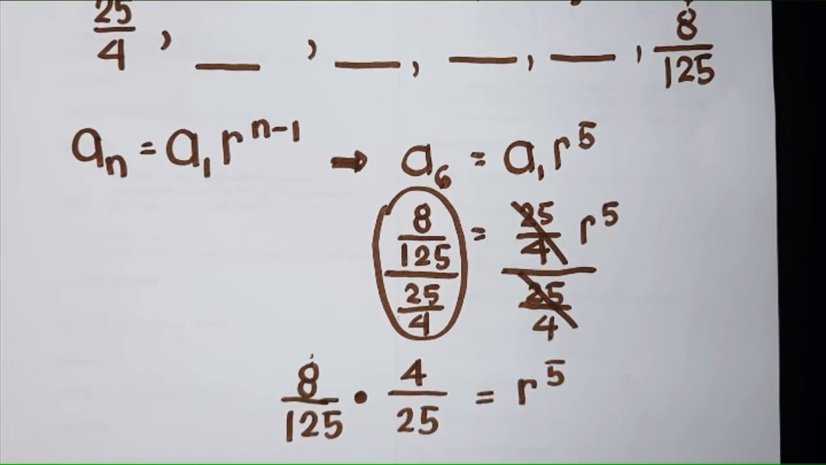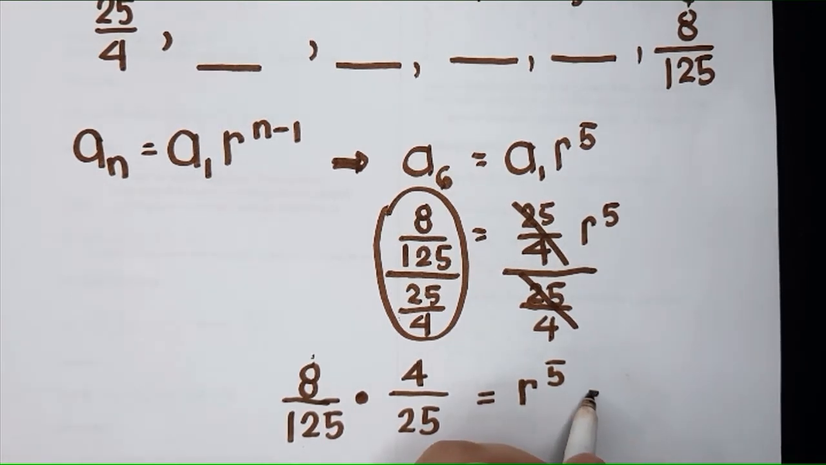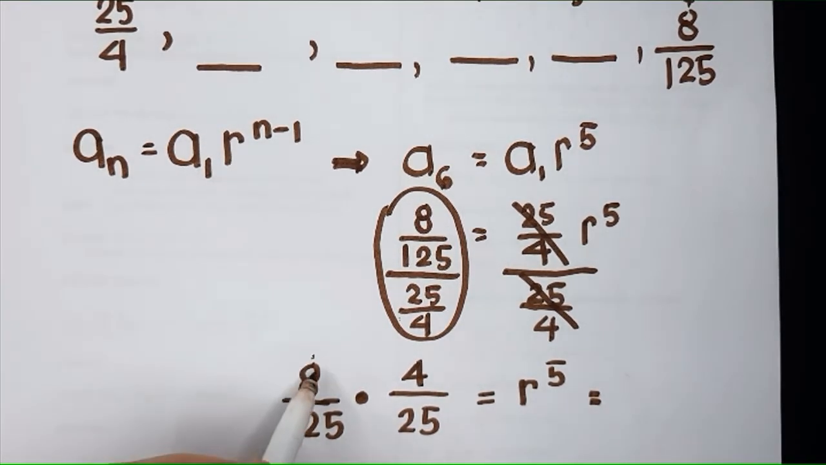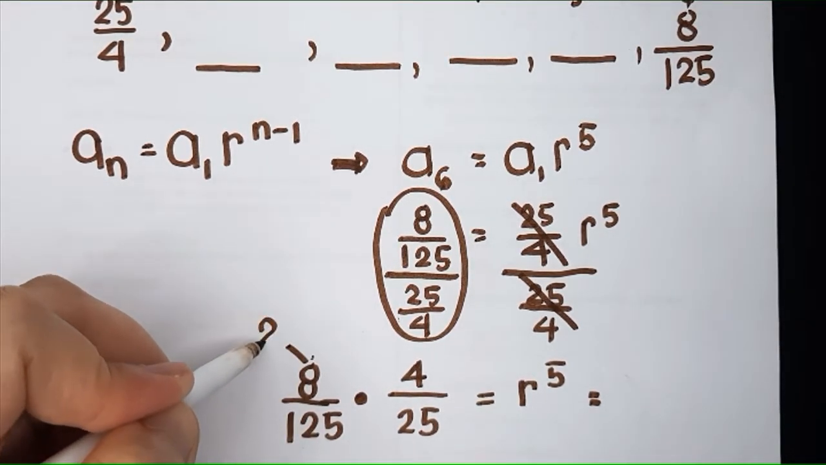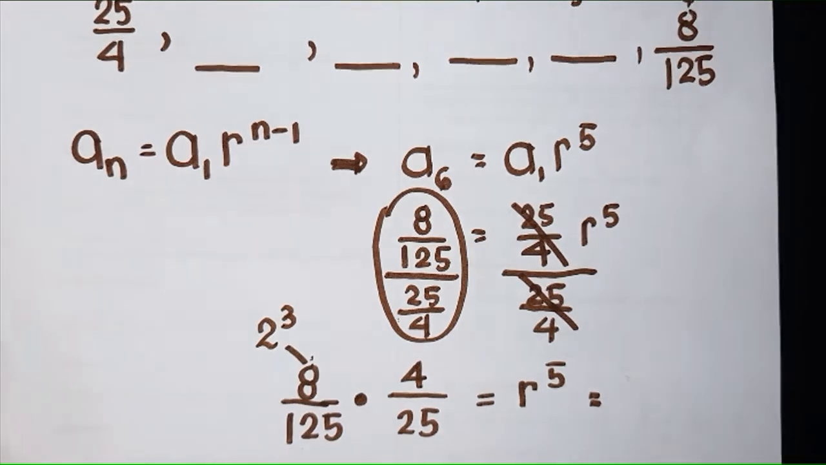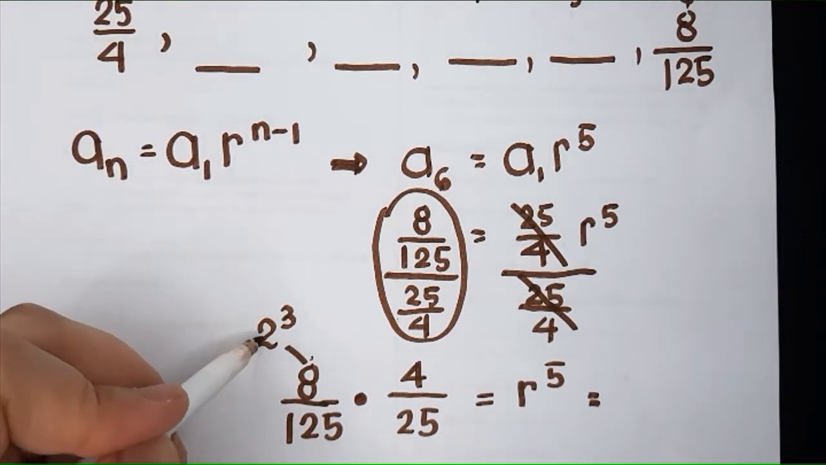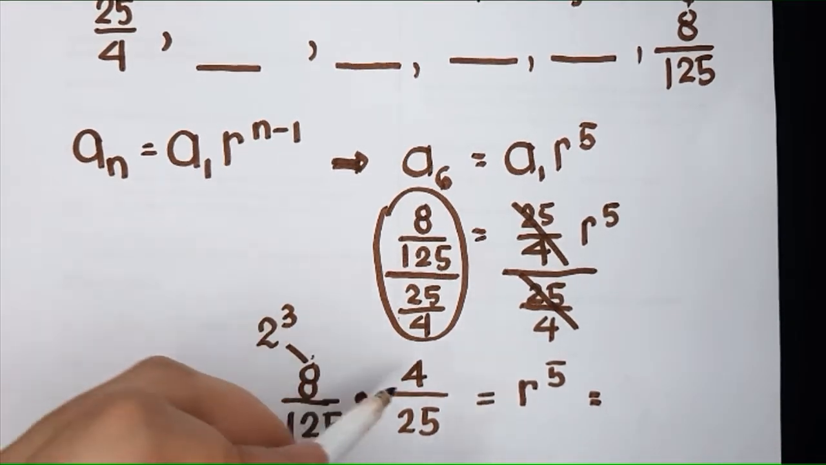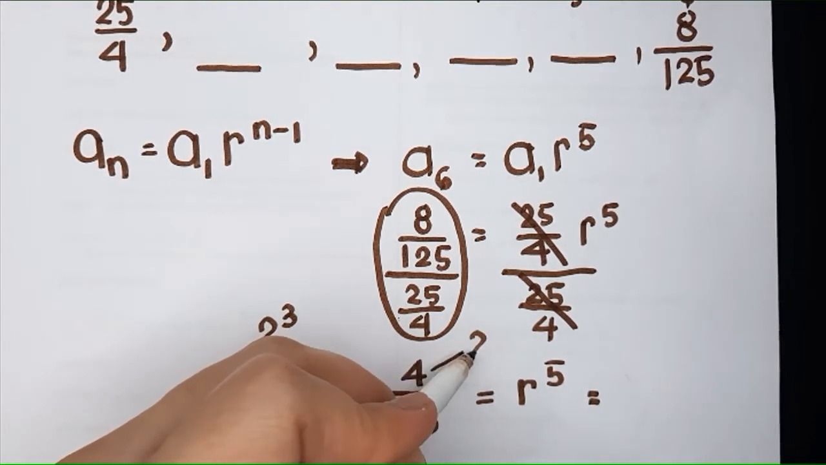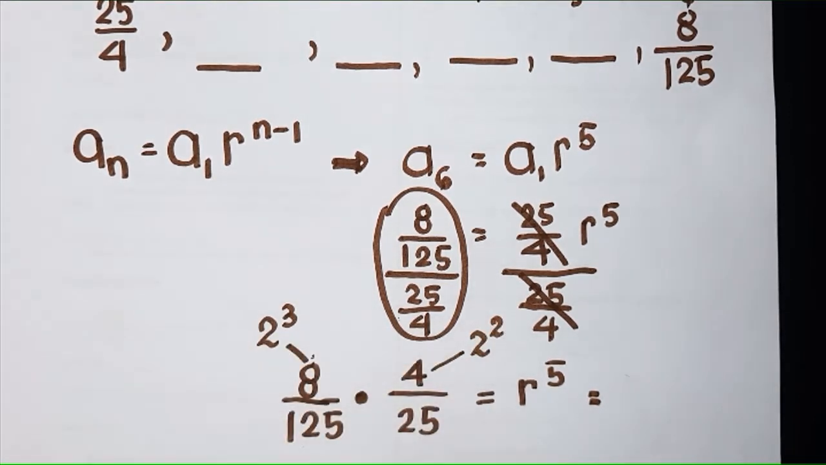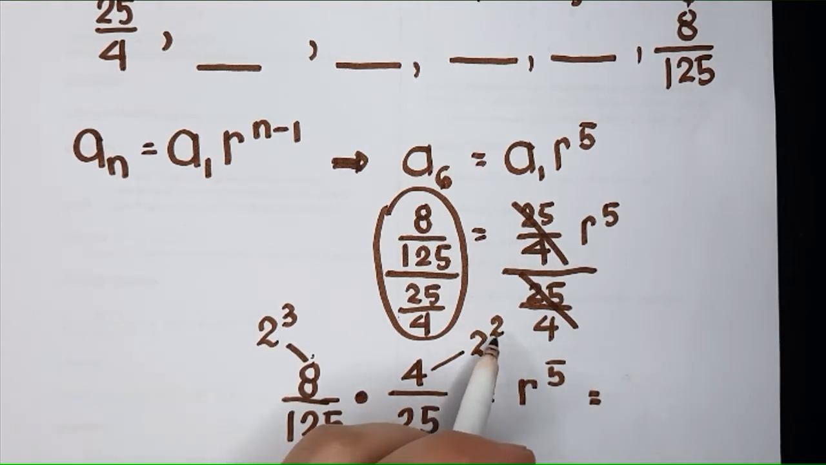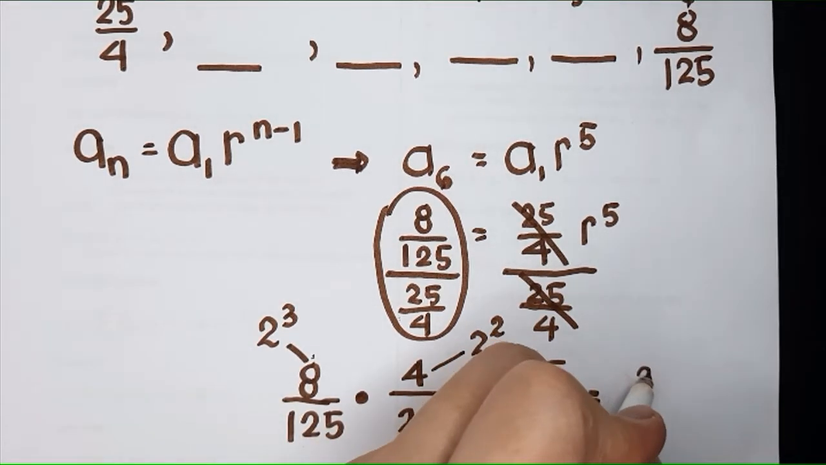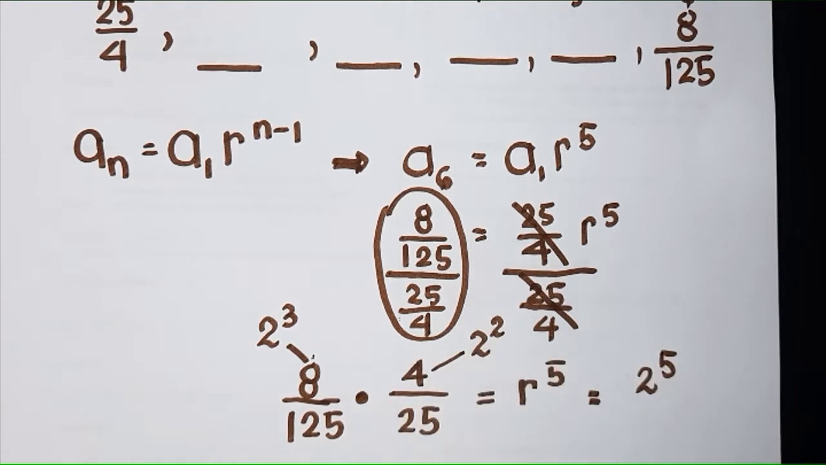Okay? So, dito ko na ilalagay. Okay? Tingnan nyo tong numerator. Ang 8, this is 2 cube. Okay? It is 2 times 2 times 2. What about 4? This is 2 raised to 2. 2 squared. What is 2 cube times 2 squared? You will have 2 raised to 5.